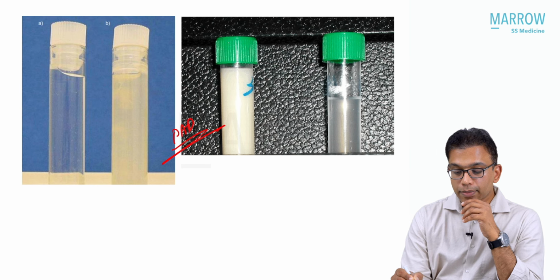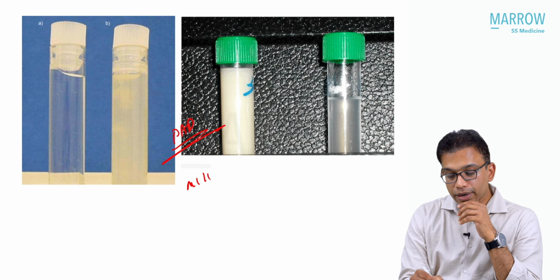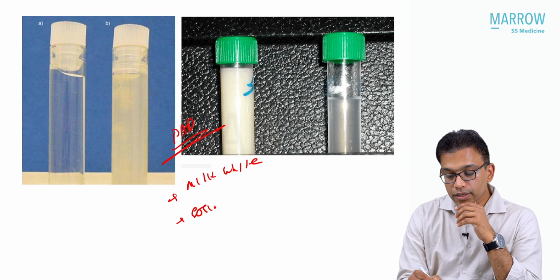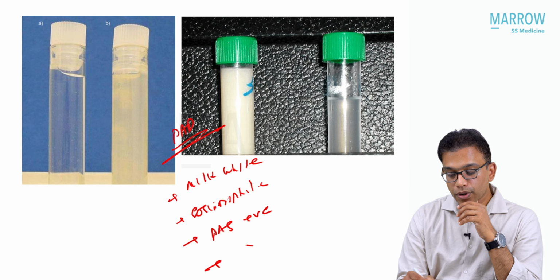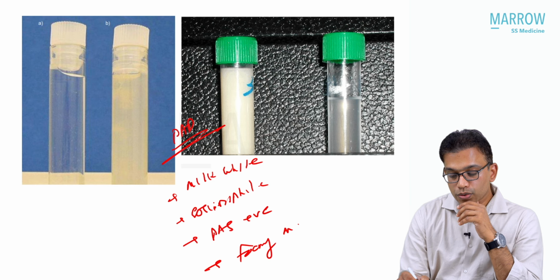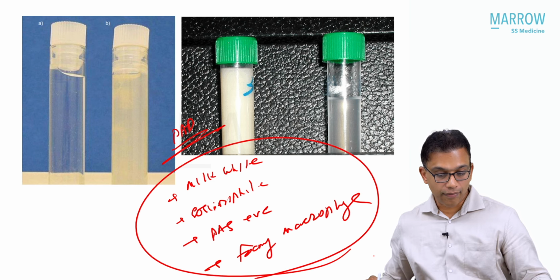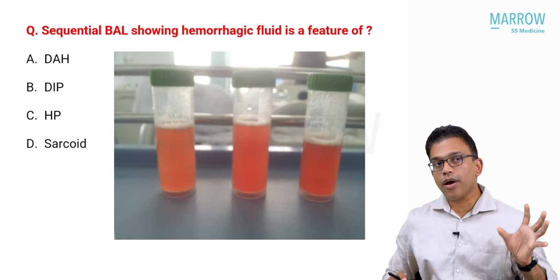So this can get sedimented also. So it is milky white. And this is eosinophilic also if you examine it, and this will stain PAS positive also. There can be foamy macrophages also. These are the features of this kind of BAL in pulmonary alveolar proteinosis. So that much you have to remember.